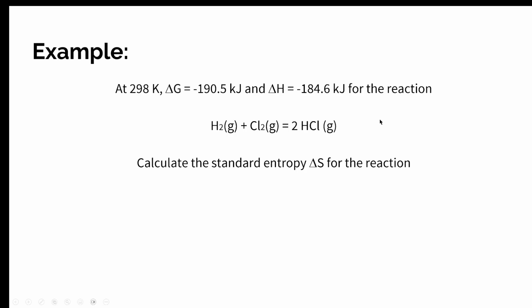So a couple of things really quick. We know that this reaction is going to be spontaneous. How do we know this reaction is spontaneous? Because they already gave us the delta G in the beginning. Delta G here is going to be negative 190.5 kilojoules. And that's going to be at a specific temperature, right? So temperature is really, really important when we talk about how spontaneous a reaction is.